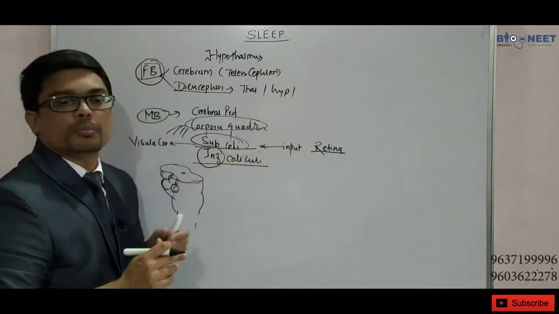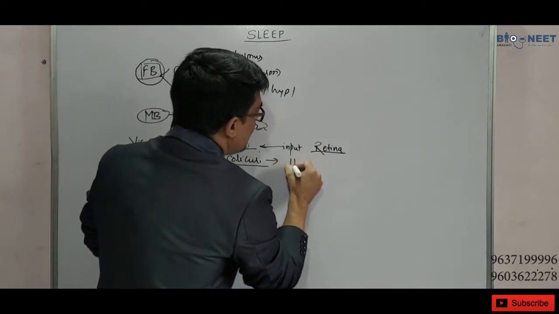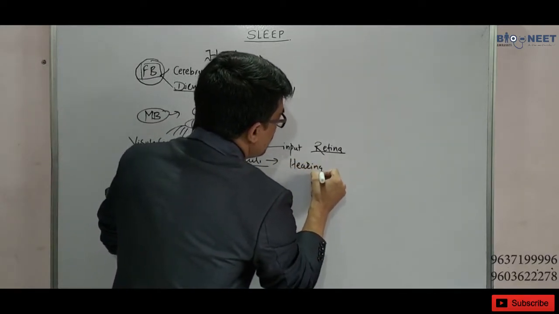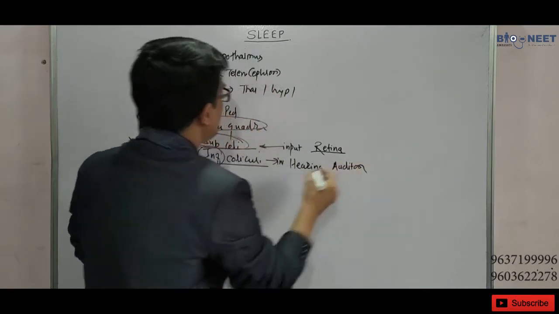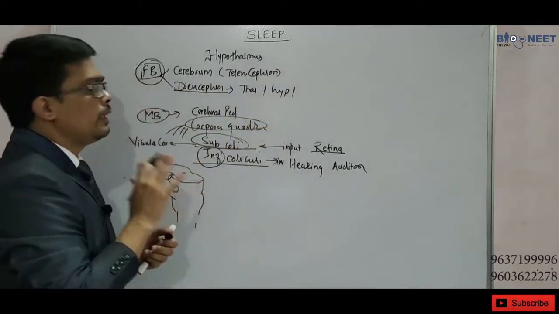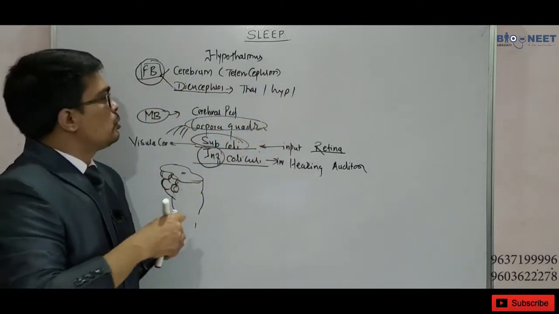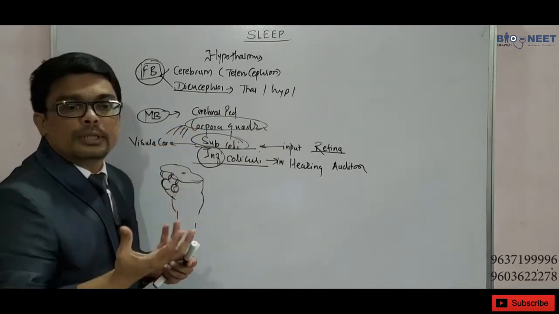So that is your superior colliculi. Inferior colliculi are for hearing, input from hearing, or you can say auditory. So this is all about the superior colliculi and inferior colliculi. This is how they are all connected to the sleep system.